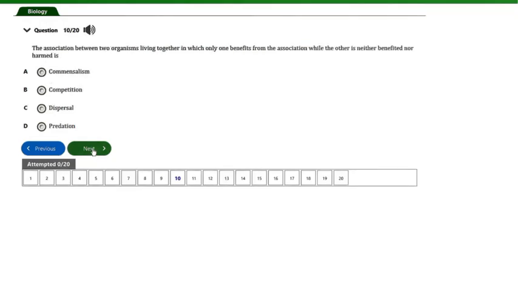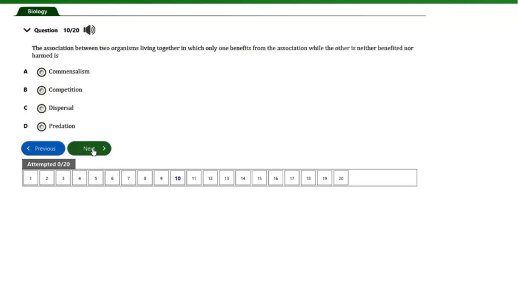So guys, let's look at the next question, and that's question number 10. The question says, the association between two organisms living together in which only one benefits from the association while the other is neither benefited nor harmed is.